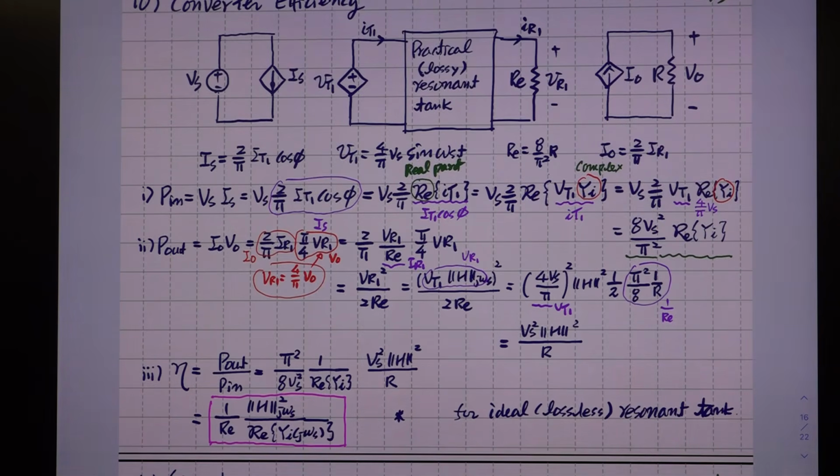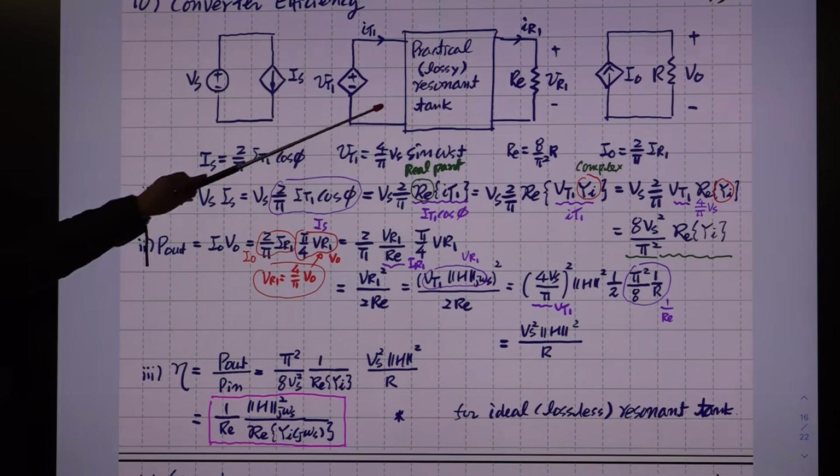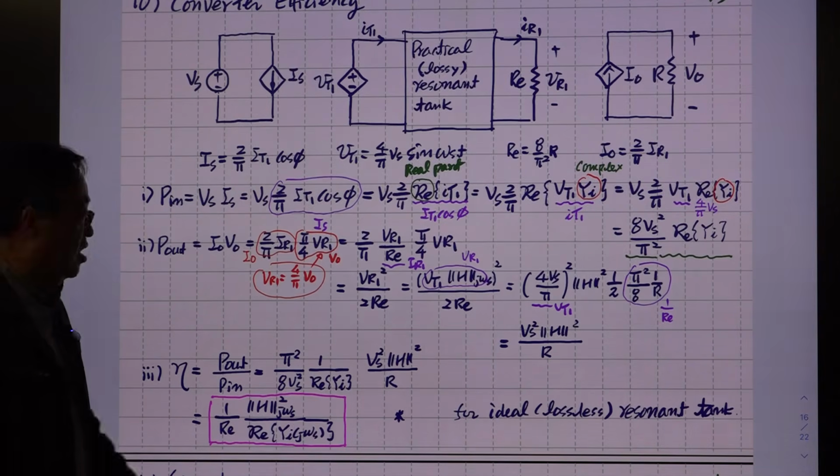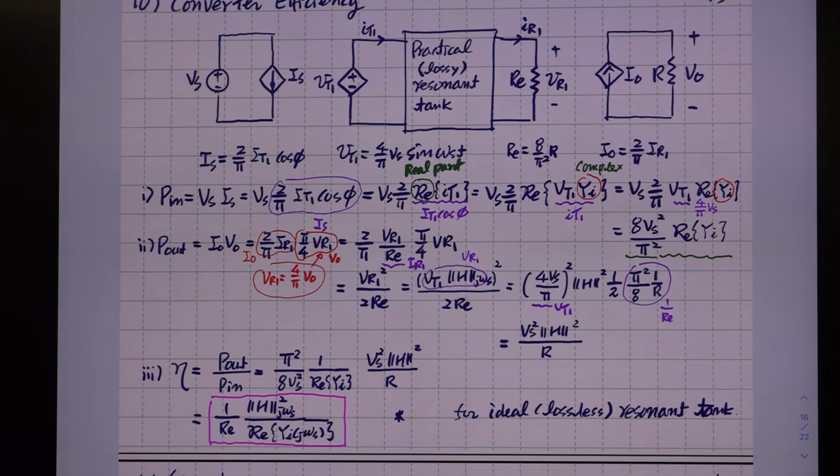Okay. Very simple, right? Of course, this one is based on the sinusoidal approximation. So it will have some error, but very close to the real value. Okay. When this is the ideal tank network, then efficiency should be what? 1. There is no power loss. Okay? So, an ideal lossless resonant circuit.